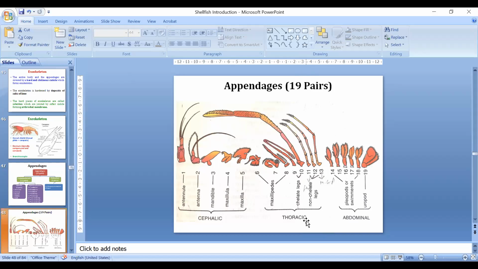Decapoda means 10 legs. Okay, so here they have 5 pairs of walking legs, 2 pairs chelate legs and 3 pairs non-chelate legs. This is clear to everyone?